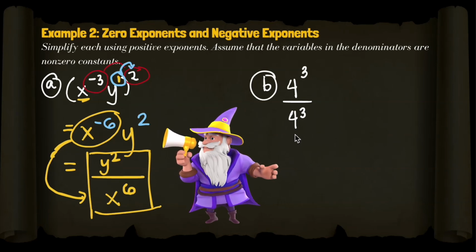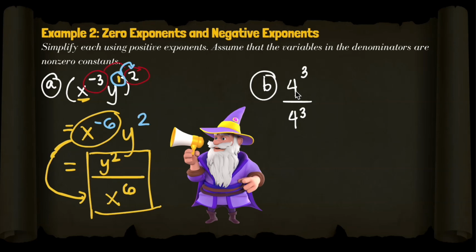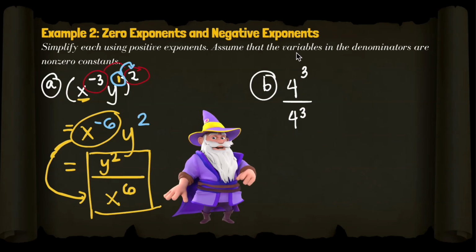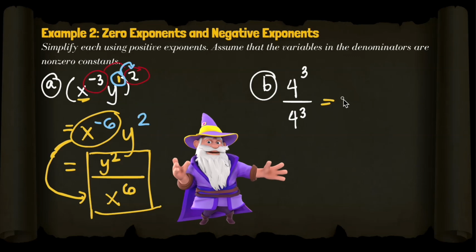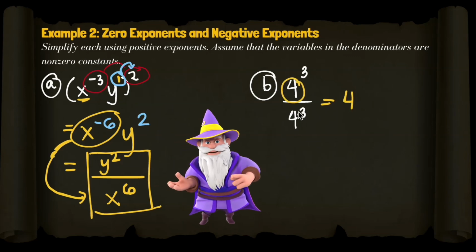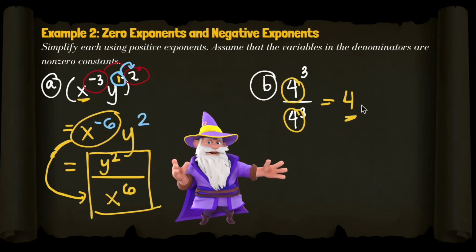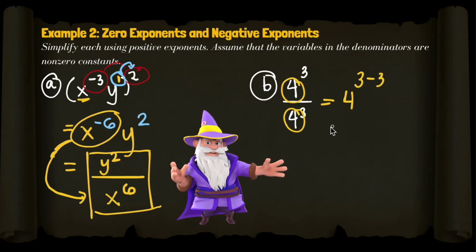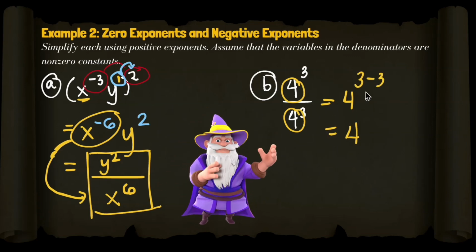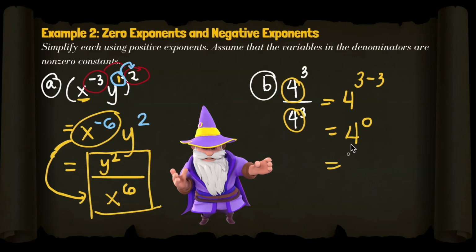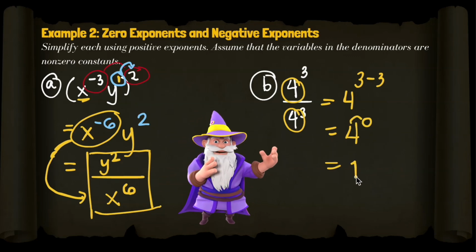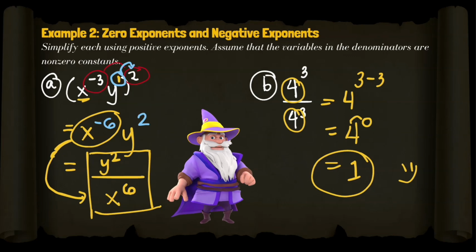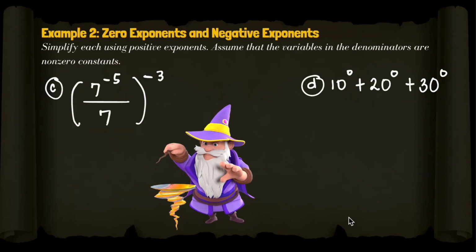Okay? So, now, for the second example, we have 4 raised to 3 over 4 raised to 3. It seems familiar, right? Applying the zero exponent rule, we just copy the 4, the same base. Tandaan, pag same base, kopyahin mo lang yon. Okay? And then subtract the exponents. So 3 minus 3. Okay? So we have 4. 3 minus 3, that is 0. Any number being raised by 0, that is always equal to 1.